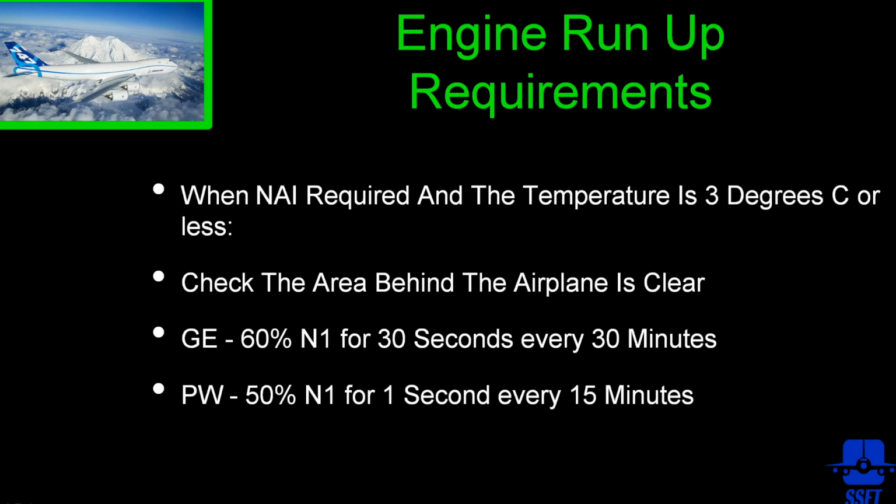And then for the GE engines, generally it would be to run the engines up to 60% N1 for 30 seconds every 30 minutes. So if you had a really long taxi and you were on the ground for more than 30 minutes, we'd have to do a run-up to break ice off stator vanes and things like that. And by running up the engine to a higher power setting, that's going to create enough vibration to dislodge any ice that may be on stator vanes. For the Pratt & Whitney engines, it would be 50% N1 for 1 second every 15 minutes.